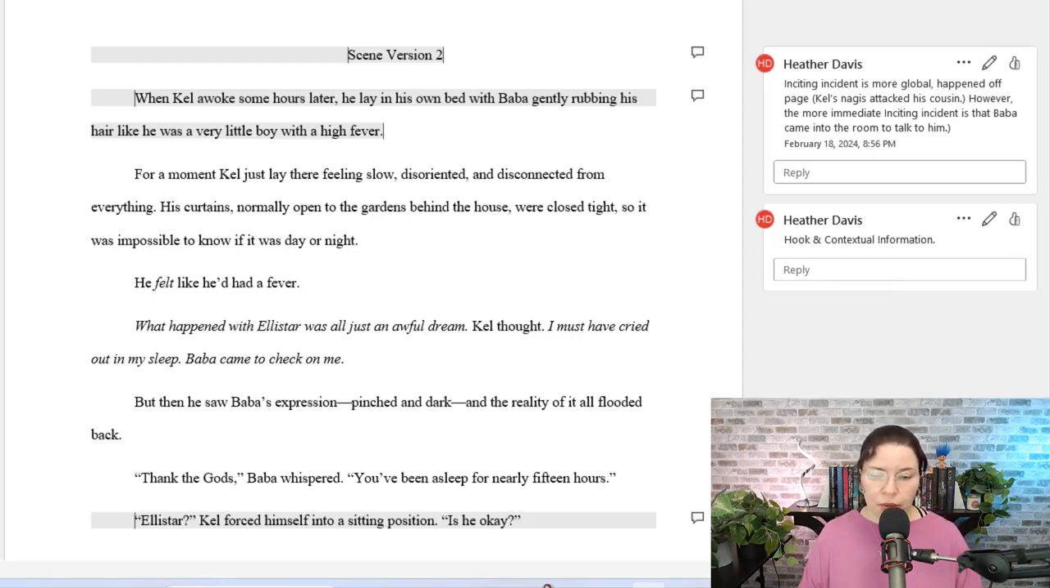Thank the gods, Baba whispered. You've been asleep for nearly 15 hours. Elistar, Kel forced himself into a sitting position.